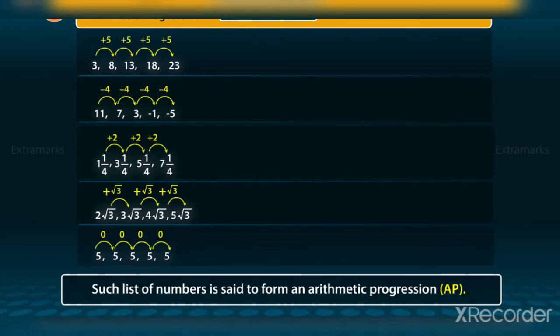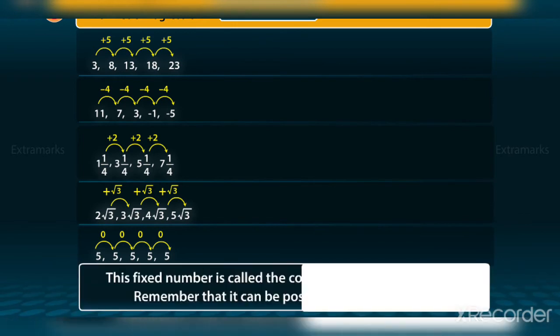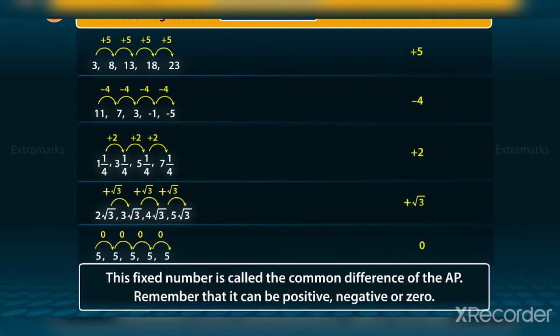Such list of numbers is said to form an arithmetic progression. Arithmetic progression is abbreviated as AP. An arithmetic progression, or AP, is a list of numbers in which each term is obtained by adding a fixed number to the preceding term, except the first term. This fixed number is called the common difference of the AP. Remember that it can be positive, negative, or 0.